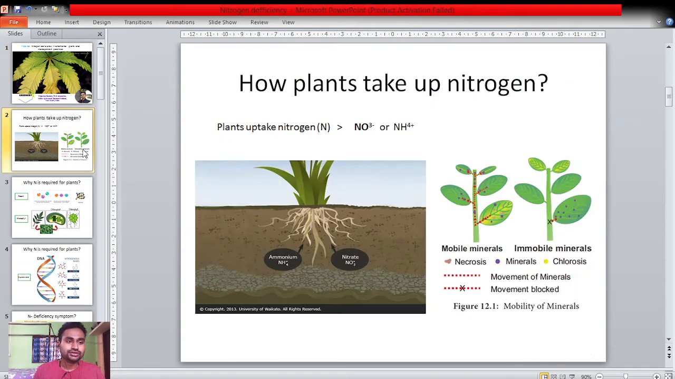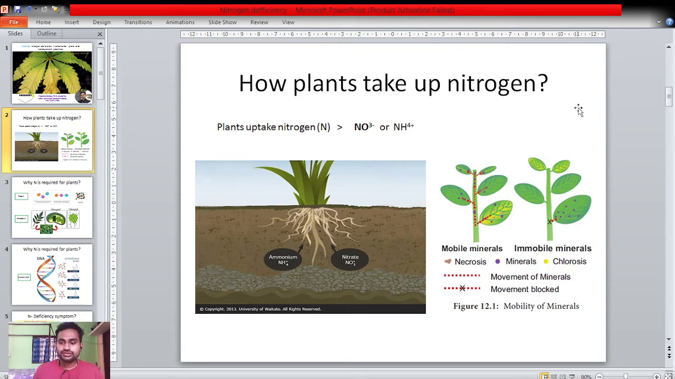So the first thing we'll discuss is how the plants take up the nitrogen. As you can see, nitrogen in plants is available in two forms. The first form is the nitrate form and the second form is the ammonium form. Most plants use the nitrate form of nitrogen, and some plants like rice use the ammonium form. So the plant takes up nitrogen in two forms, one is nitrate and one is ammonium.